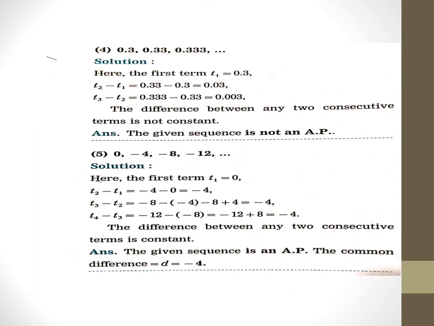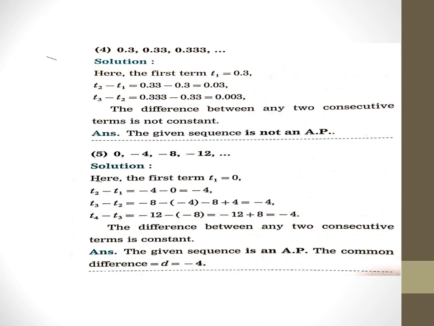Now take 0, minus 4, minus 8, minus 12. Here T1 is 0. T2 minus T1, minus 4 minus 0 is minus 4. T3 minus T2, minus 8 minus of minus 4 is minus 4. T4 minus T3, minus 12 minus of minus 8: minus of minus is plus, so negative 12 and positive 8 means the answer is minus 4. The difference between any two consecutive terms is constant, therefore the given sequence is an AP and the common difference D is minus 4. In the first sum the common difference D is not the same, therefore we did not write it as an AP, but in the second sum it is the same and therefore we write it.